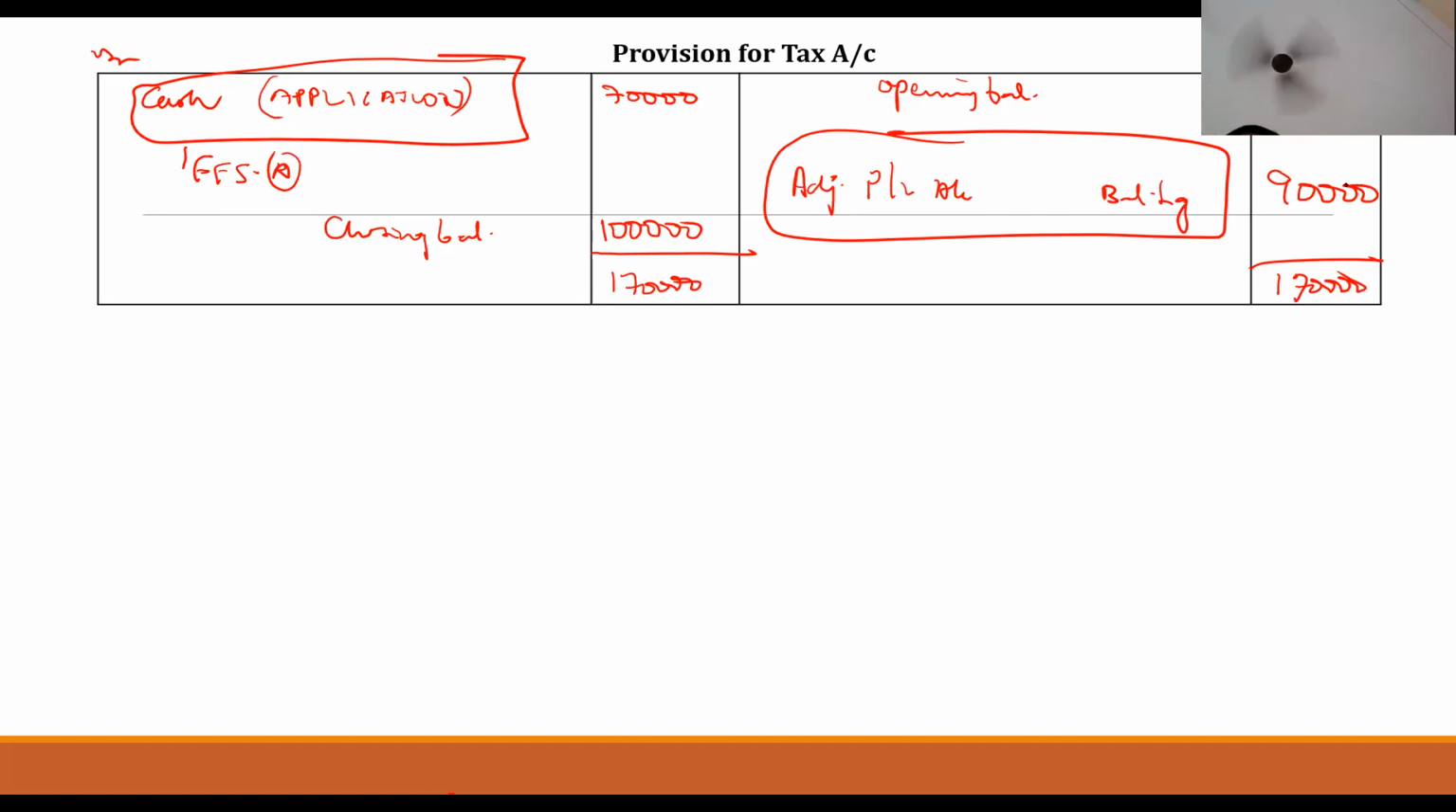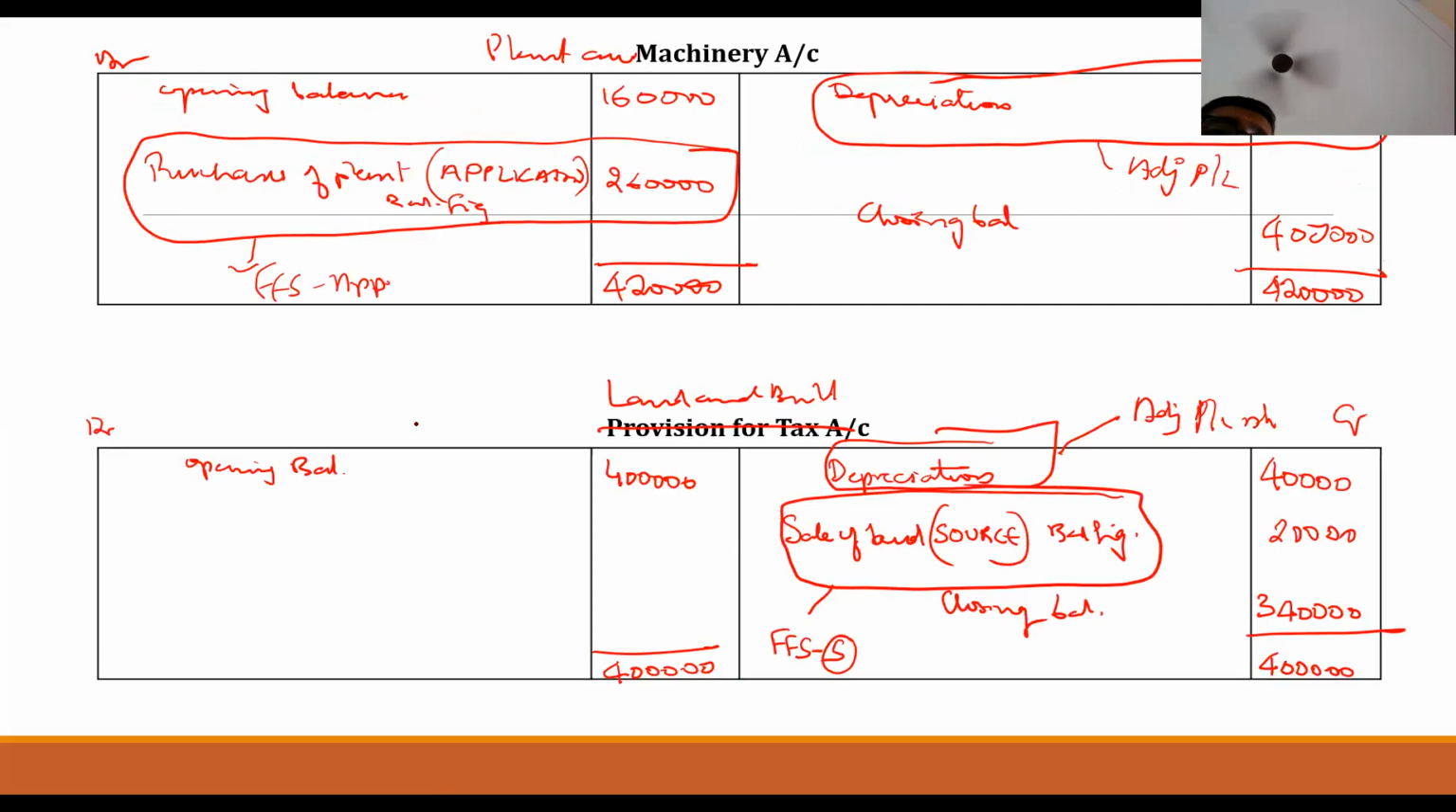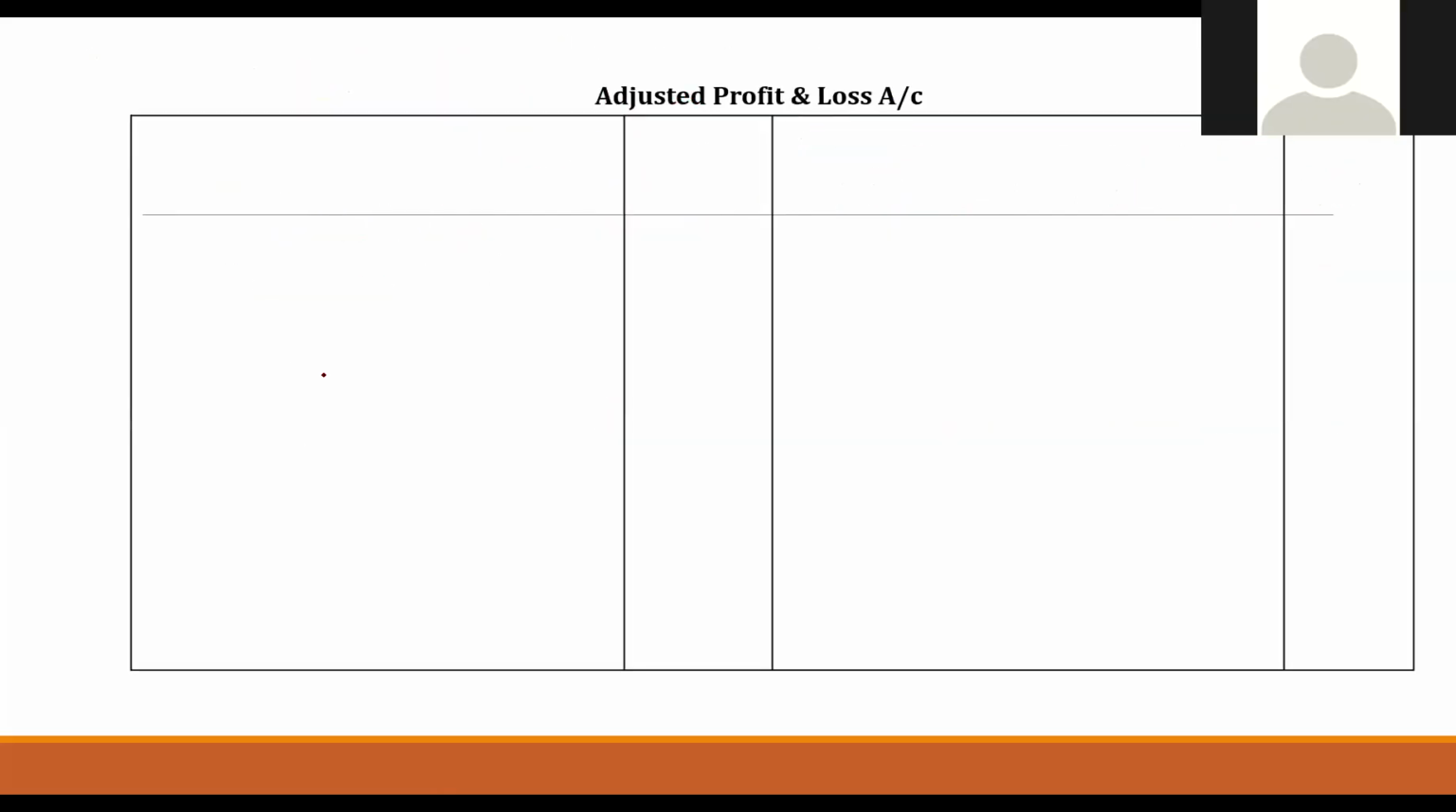So we have found out all the individual accounts. Now we have to prepare the adjusted profit and loss account. I'll give you 10 minutes. You can prepare the adjusted P&L account. Go to the question and see for non-operating, non-fund, non-cash items.